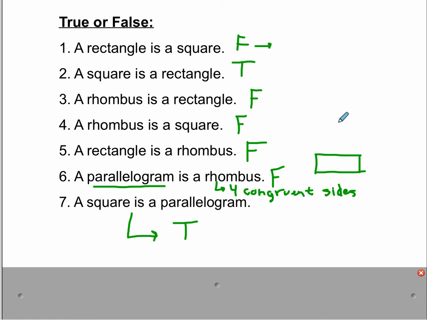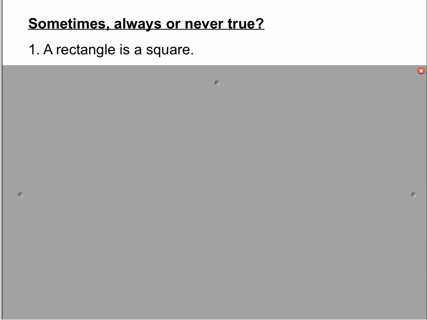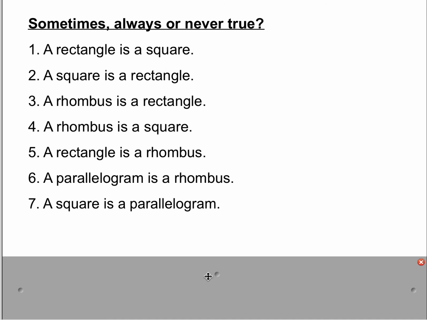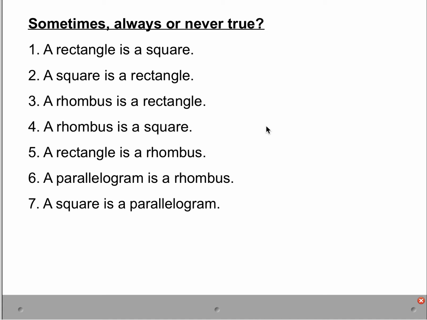Okay, so we have one more of these slides. What I want you to do is go through and simply write 1 through 7. Is this sometimes, always, or never true? Is a rectangle always, sometimes, or never a square? Is a square always, sometimes, or never a rectangle? So on and so forth. This is like a little bit deeper step of critical thinking.